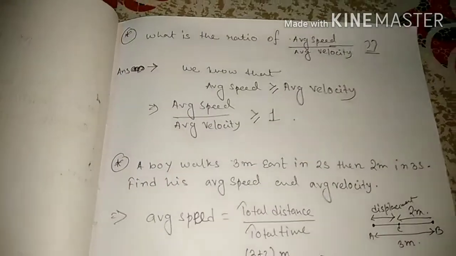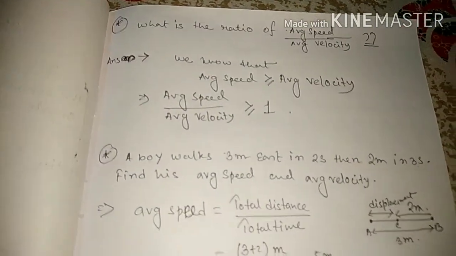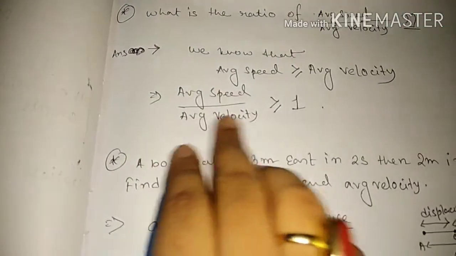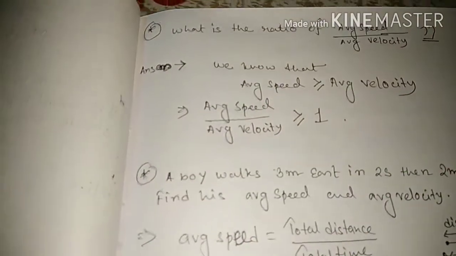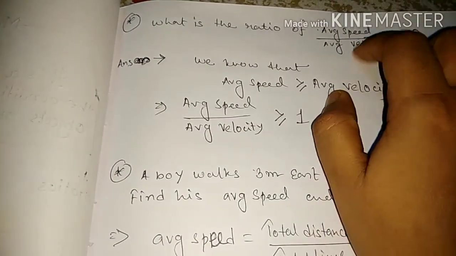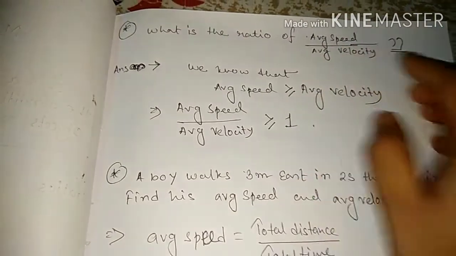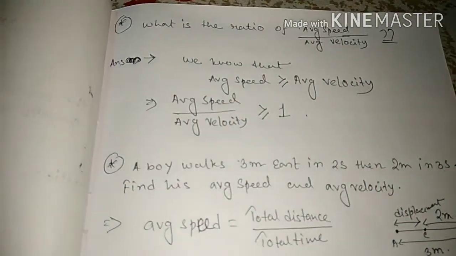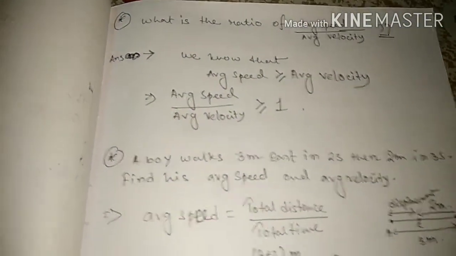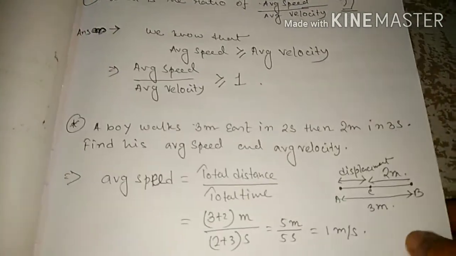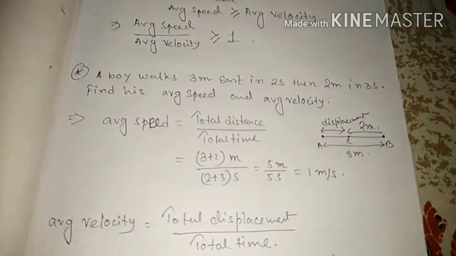So in some exams, one question is there: what is the ratio of average speed to average velocity? The ratio of average speed to average velocity is greater than or equal to 1. So the ratio of these two, average speed and average velocity, is always greater than or equal to 1, not less than 1. Clear? Now next, let's take one example.